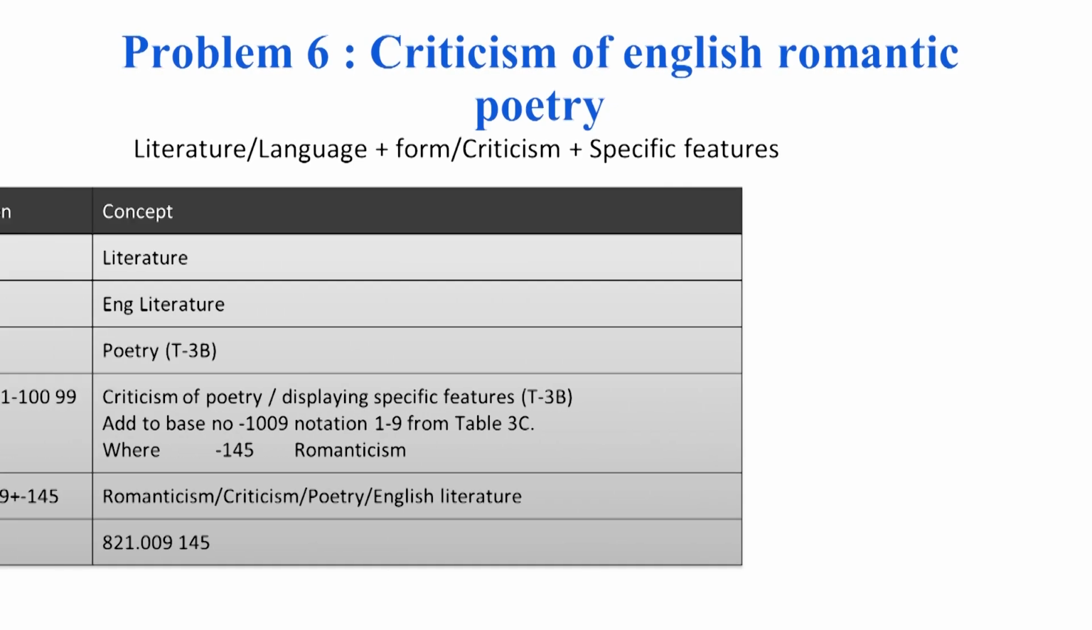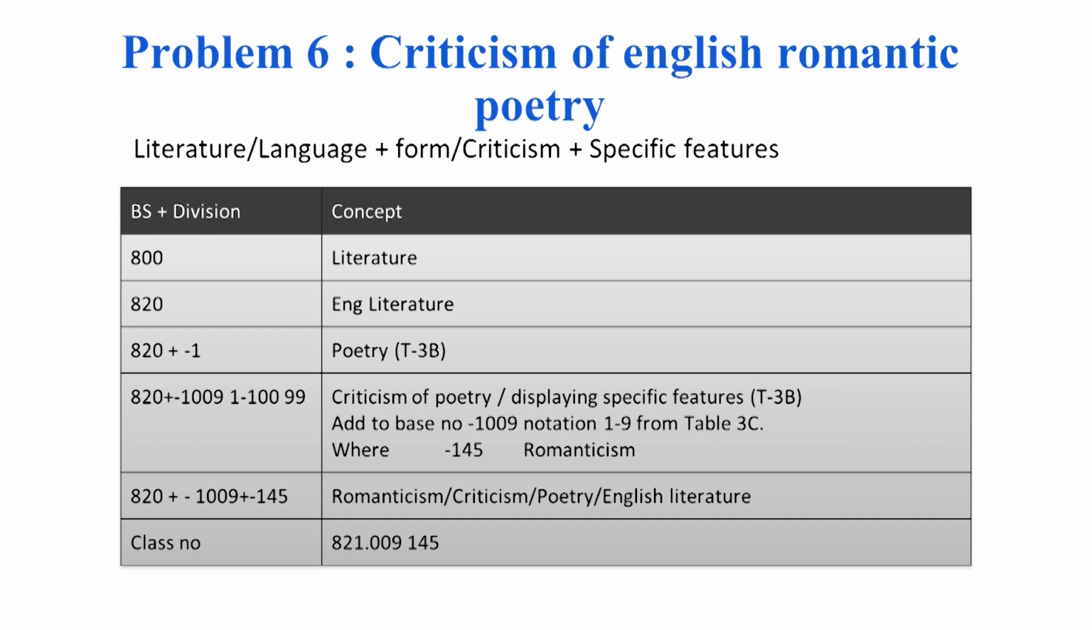Then another example, criticism of English romantic poetry. In the earlier example it was collection and now it is criticism. So almost similar number will appear, but the facet formula will be literature, language, form, criticism, then specific feature. So we will divide accordingly in 2 columns. Under the first column the basic subject and division, and in the right column the concepts appear. So 800 literature, then English literature, so 820.